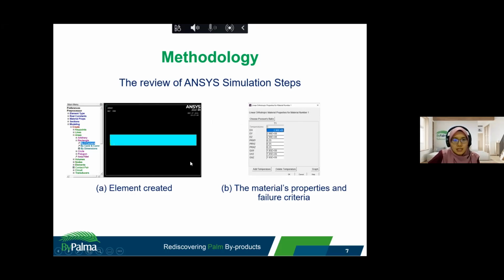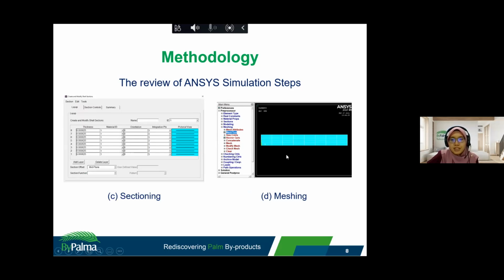So these are the differences that you can see. Previously, the element created was in square shape. For bending, we have a rectangular shape based on the required dimension. Next will be the meshing. You also can see the meshing is different from the previous analysis.